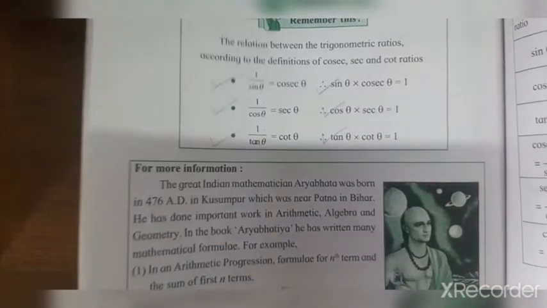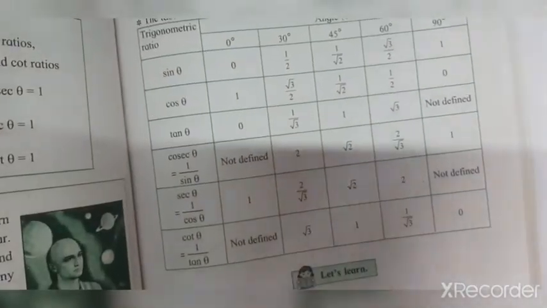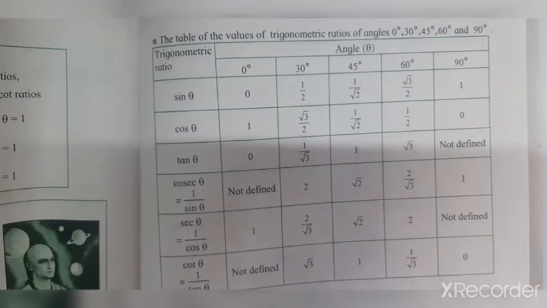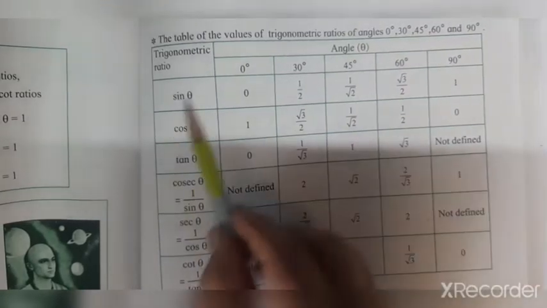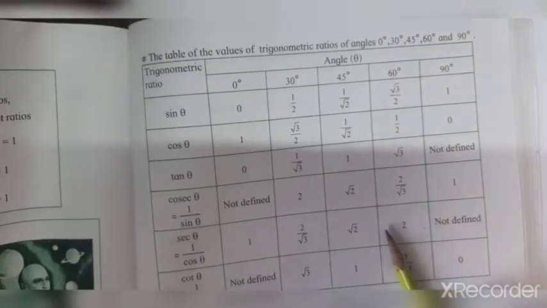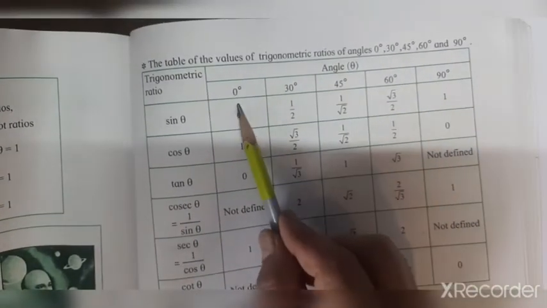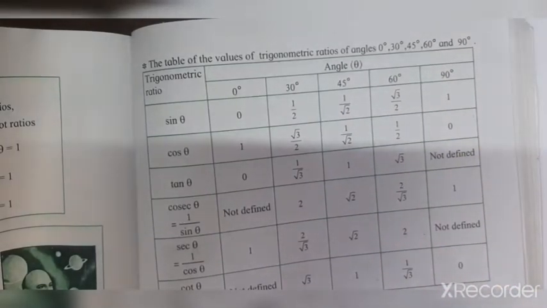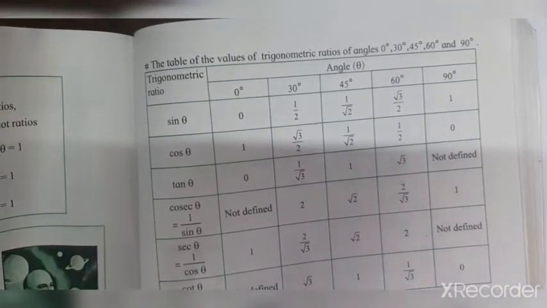After that, moving to page number 127, where they have given this table, which is not new for you all. We have studied this already in the 9th standard, and this table we have to study again. We should know the values of these trigonometric ratios with respect to 0 degree, 30 degree, 45 degree, 60 degree, and 90 degree. So study this again.